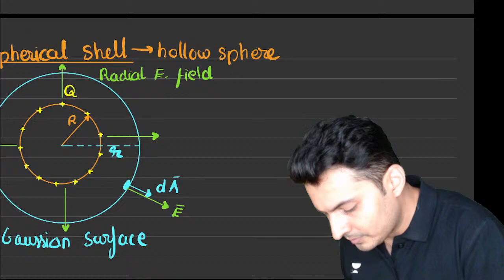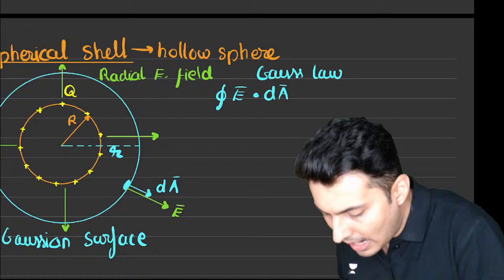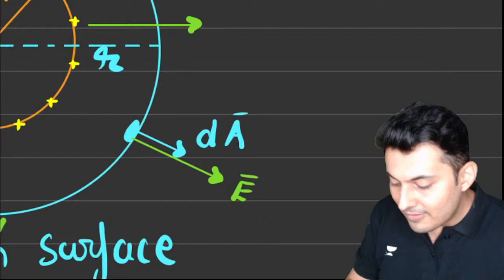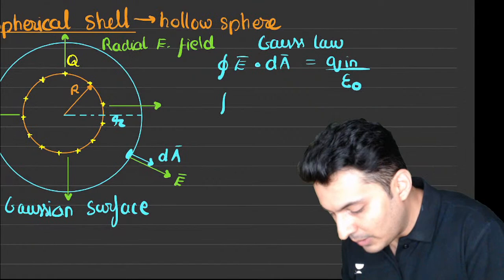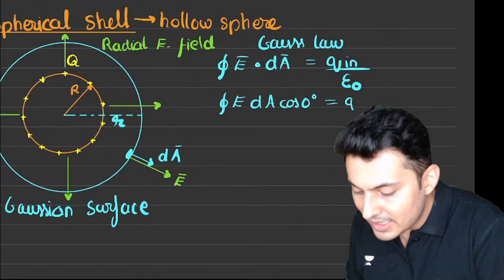Now let's use Gauss law. According to Gauss law, integration of electric field with the area vector is the inside charge by epsilon naught. Now I'll tell you what. Everywhere electric field and area vector are parallel. So when I expand this, I write the dot product as E dA cos theta, that theta will be 0 degree. Agree with this or not? What is cos 0? Cos 0 is 1.